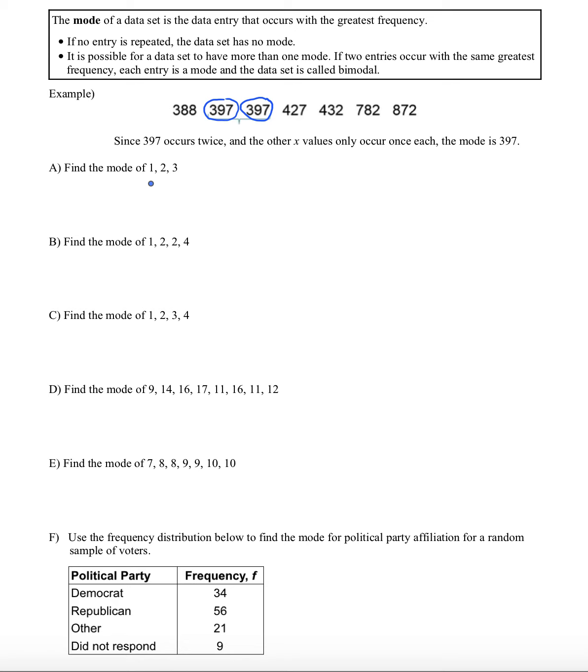So what is the mode of 1, 2, and 3? There's no mode. This is because none of the data elements are repeated. But what about 1, 2, 2, 4? Here the mode is 2. That's because we have more 2's than any other digit.